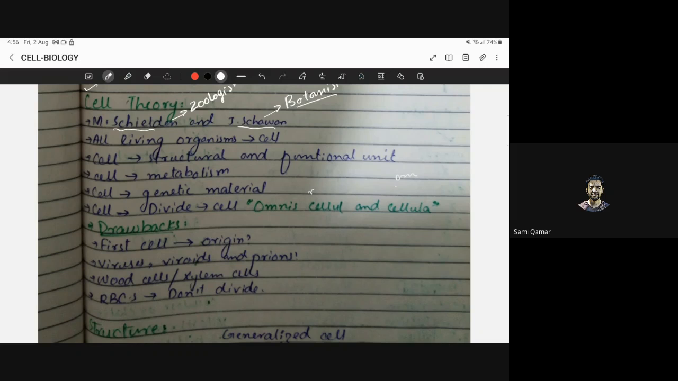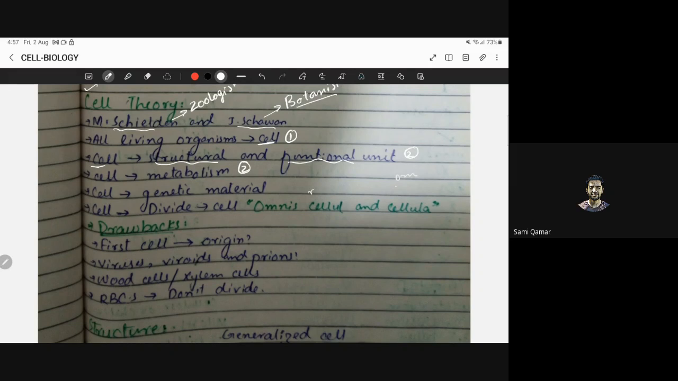First of all, the first point is: all living organisms are made up of cells. All living, those who can breathe, are made up of cells. The second point is that the cell is a structural and functional unit. Third, the cell does metabolism. We will study metabolism in more detail in another chapter. We have catabolism and anabolism, but don't worry about this now, we will cover it in biomolecules.